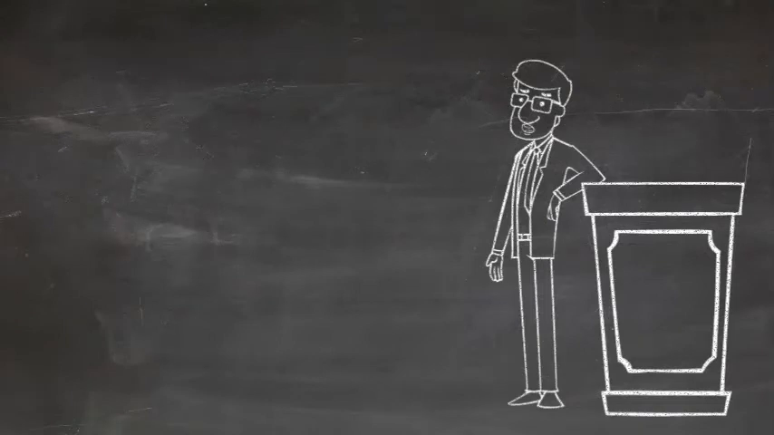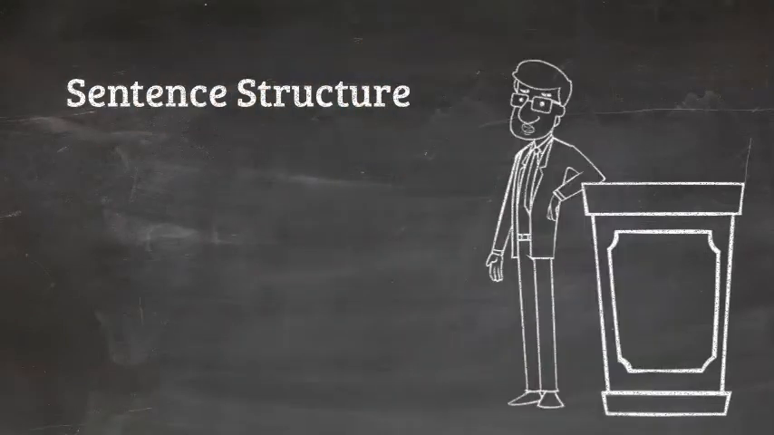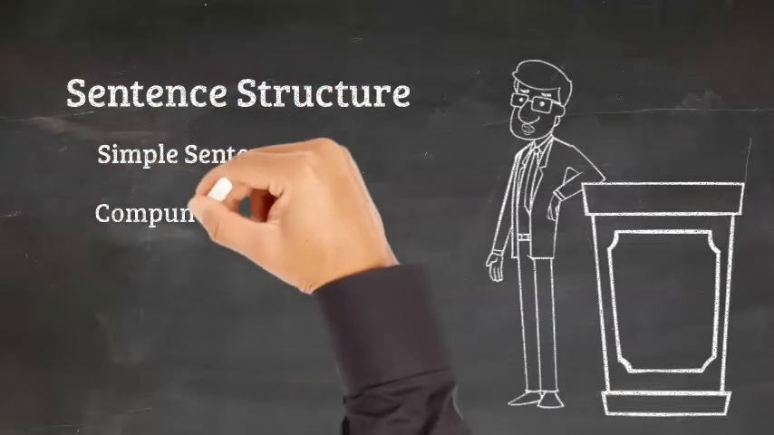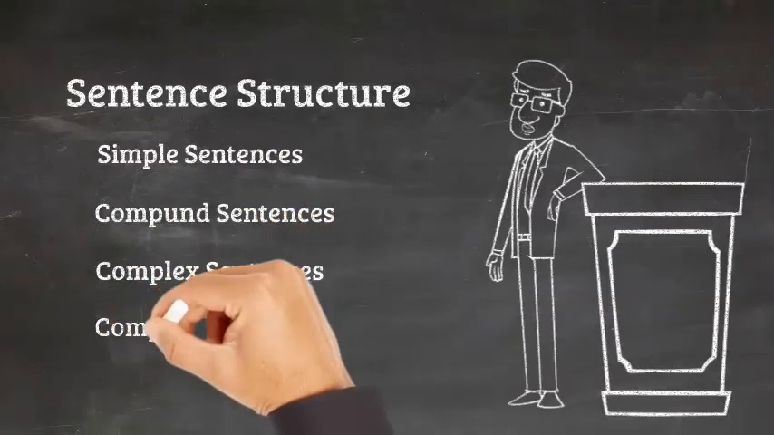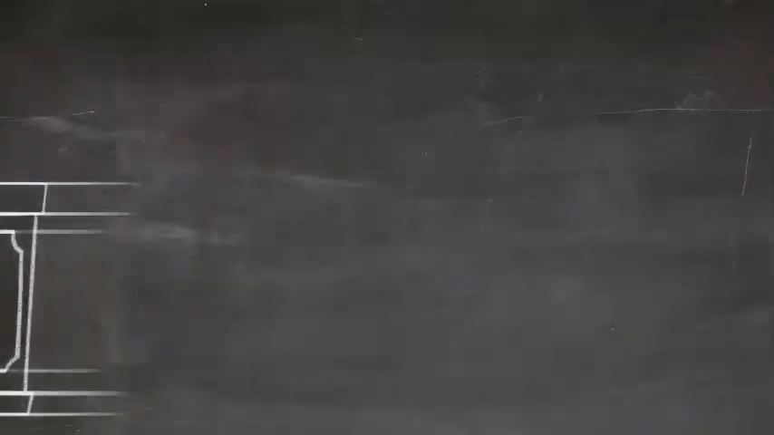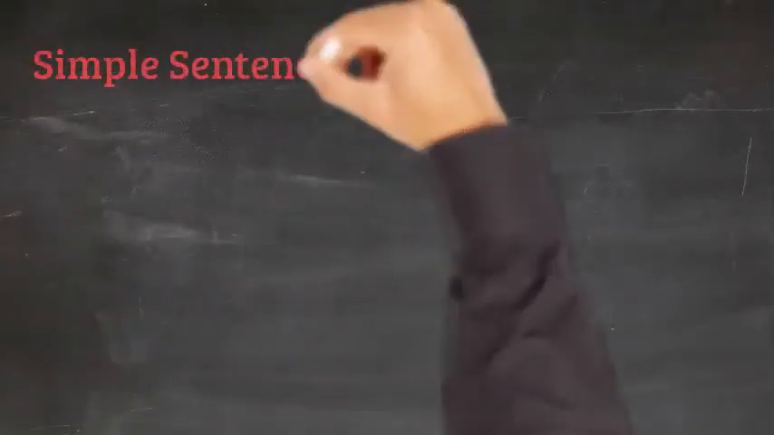In this series of videos, we'll be focusing on sentence structure. In particular, we'll be looking at different types of sentences that exist in English. We'll go through them in 4 different videos. The 4 types of sentences we have in English are simple, compound, complex, and compound complex. Today we'll be looking at simple sentences.